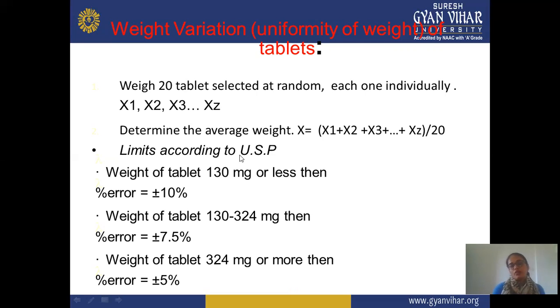According to the pharmacopoeia, according to USP, this is the limit for this weight variation test. If the weight of a tablet is 130 mg or less, then the percentage error considered is plus or minus 10%. If the weight of the tablet is 130 to 324 mg, then the percentage error is plus or minus 7.5%. And if the weight of the tablet is 324 mg or more, then the percentage error is plus or minus 5%. This is the percentage range accepted for the weight variation test according to USP.